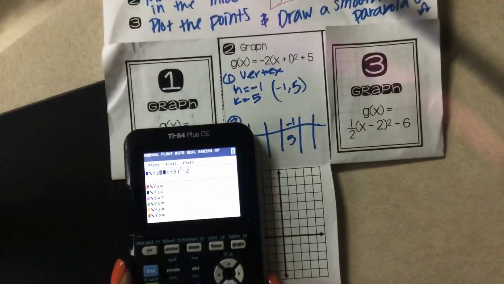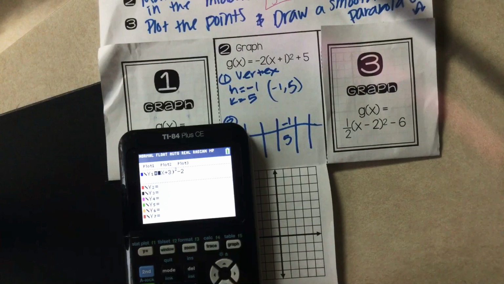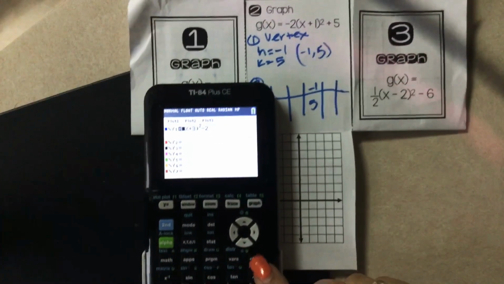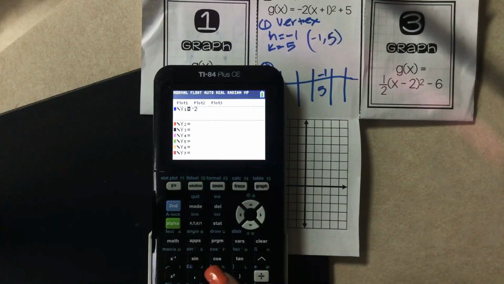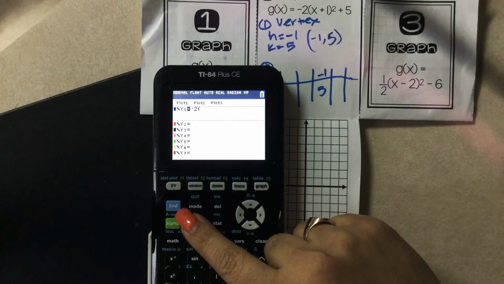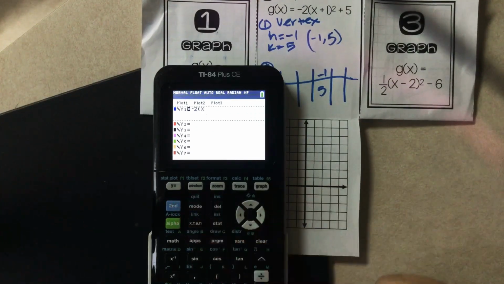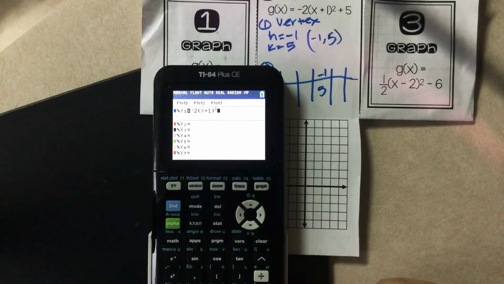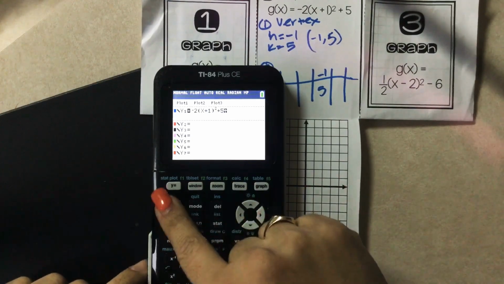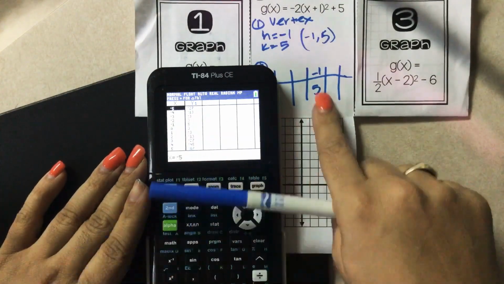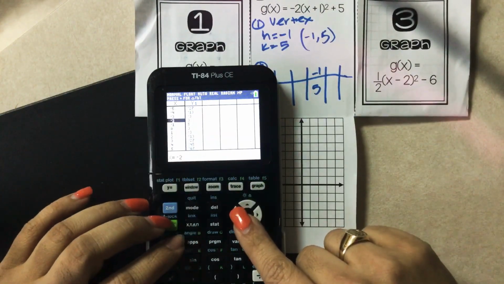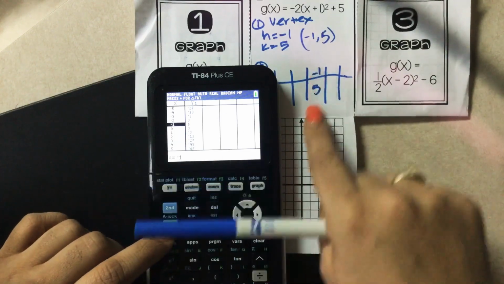So we're going to plug this in right here. And just to get rid of this, you're going to hit the clear button. We're going to do -2, parentheses, x plus 1 squared plus 5. And let's go to our table. You remember we left off at those same points, so we actually have to go down to -1. And look, -1, 5.